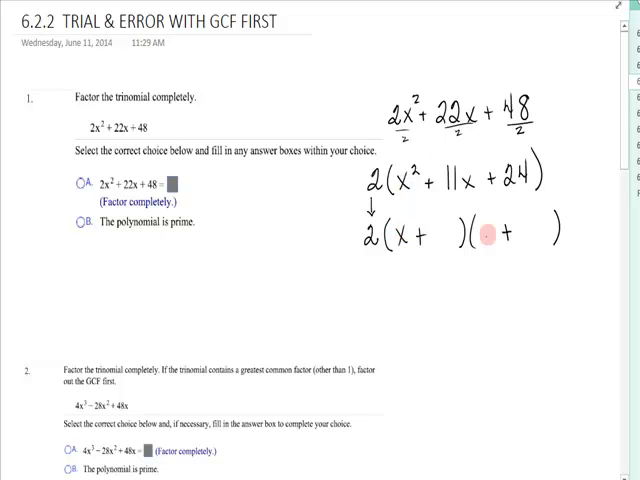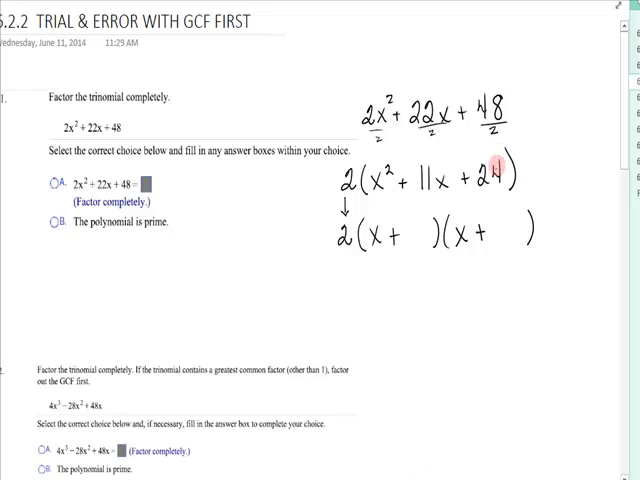To get an x squared, I need x times x. To get a 24, now, you may begin to start thinking about it and not have to write everything down. I need factors that multiply together to give me 24 and add together to give me 11. I'm going to go ahead and write the factors. 1 times 24. Do those add to be 11? No. 2 goes into 24 12 times. Do those add together to be 11? No. 3 goes into 24 8 times. Do those add together to be 11? Yes.